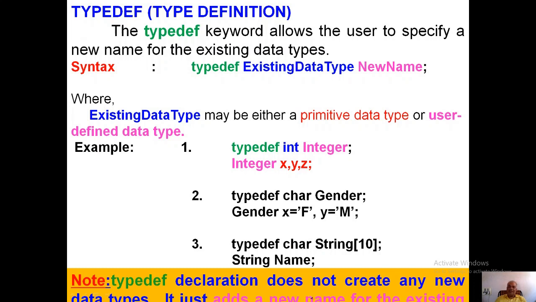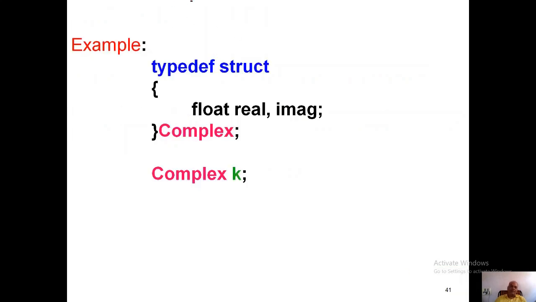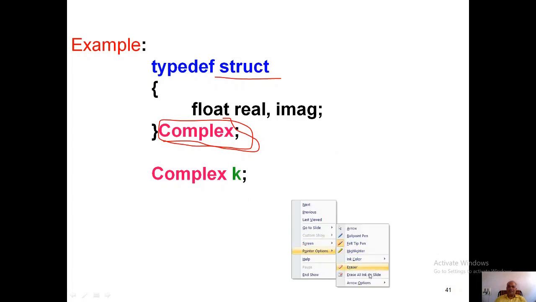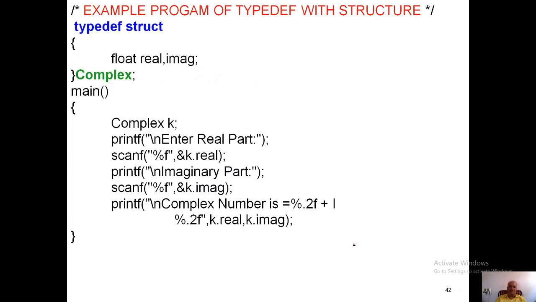It does not create any new data type. It is just adding a new name for the existing data type. Similarly, look at this example, typedef struct. The struct can be renamed as what? complex. It is renamed as complex. So all these variable names can be referred to with complex k. So typedef is nothing but changing the name.